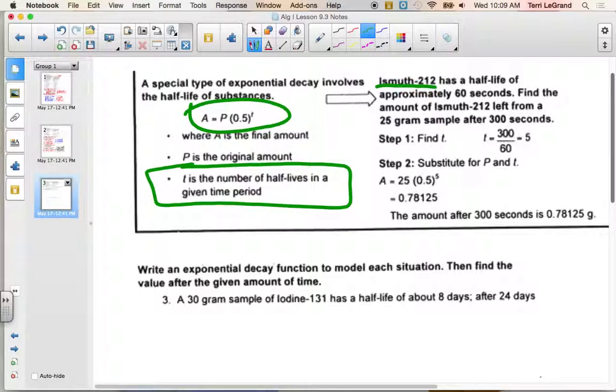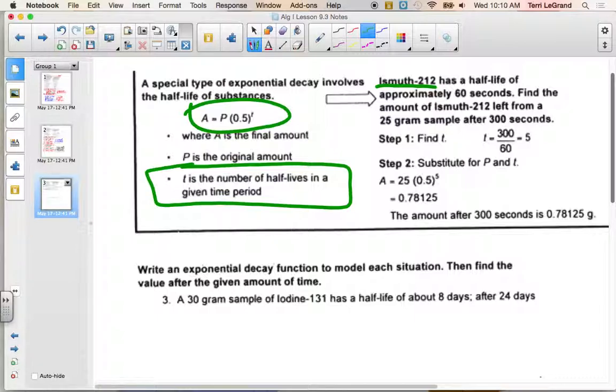We have this substance called, I'm not even sure how you say it. Anybody heard of it before? 212? Okay. Has a half-life of approximately 60 seconds. What does that mean? Has a half-life of approximately 60 seconds. That's half of how long it's going to be around, I think. Kind of, but we've got to say it just a little bit differently. We have some amount of this substance, and after 60 seconds, what's going to be true? Only half of it's going to be left.